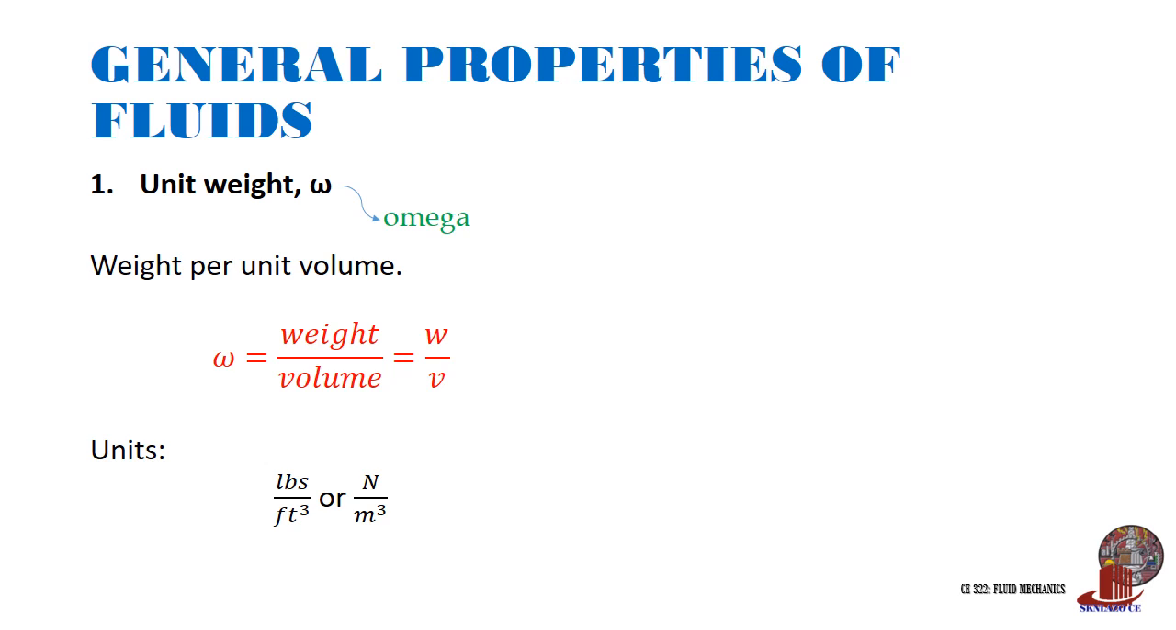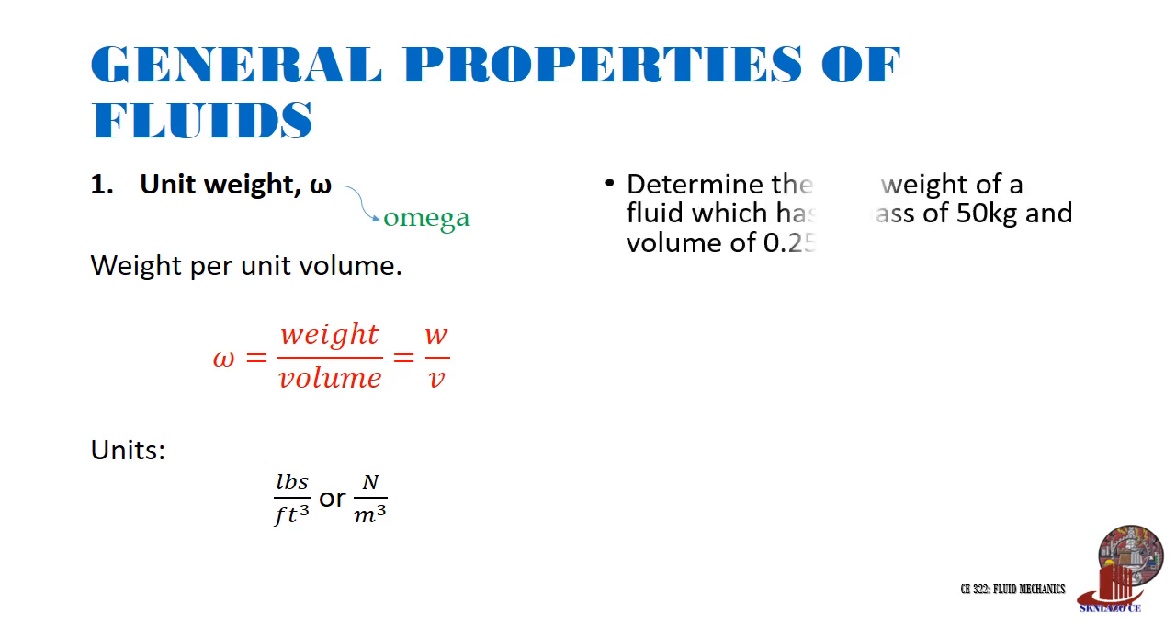Let's have an example for unit weight. The problem states, determine the unit weight of a fluid which has a mass of 50 kilograms and volume of 0.25 cubic meters. Since what we are looking for is unit weight, then our formula is applied, but then the given is the mass of the liquid instead of its weight, so we would have to convert our equation from omega is weight over volume to mass times gravitational acceleration over volume.